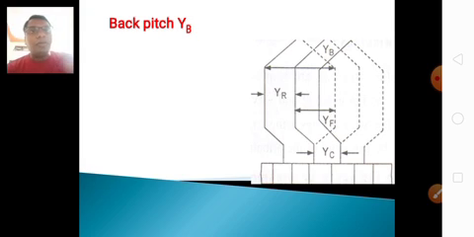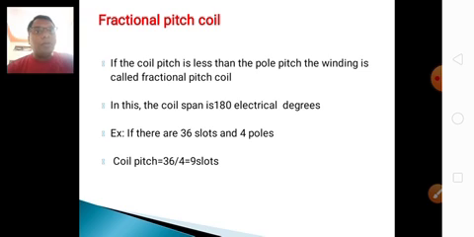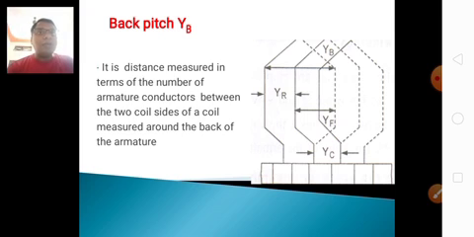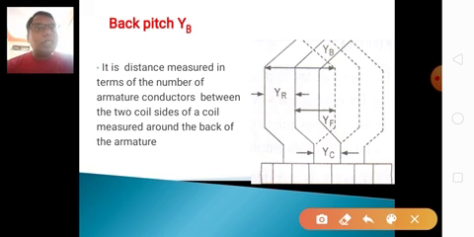If the pole pitch is less than 9, it will be a fractional pitch coil. And the back pitch: what is back pitch of a coil? It is the distance measured in terms of the number of armature conductors between the two coil sides of a coil, measured around the back of the armature. That is known as back pitch.